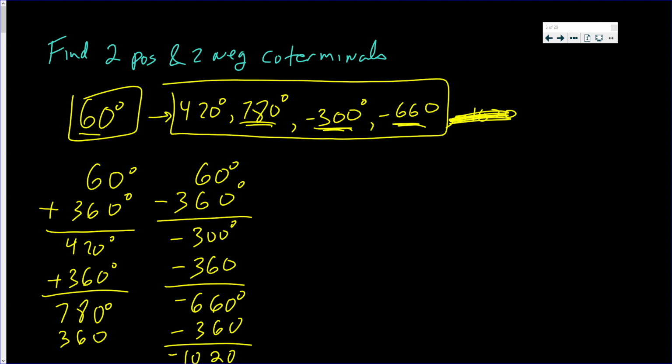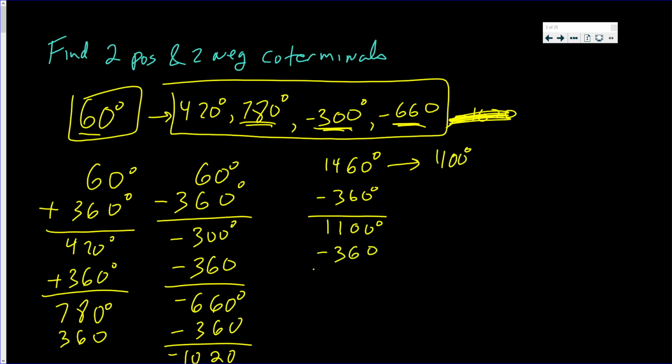Now, what if we played the same game for 1460? What do I get for 1460? Well, I can take away 360 and I get 1100. That's a positive coterminal. I can take away another 360, and that gives me 740. That's another positive one.